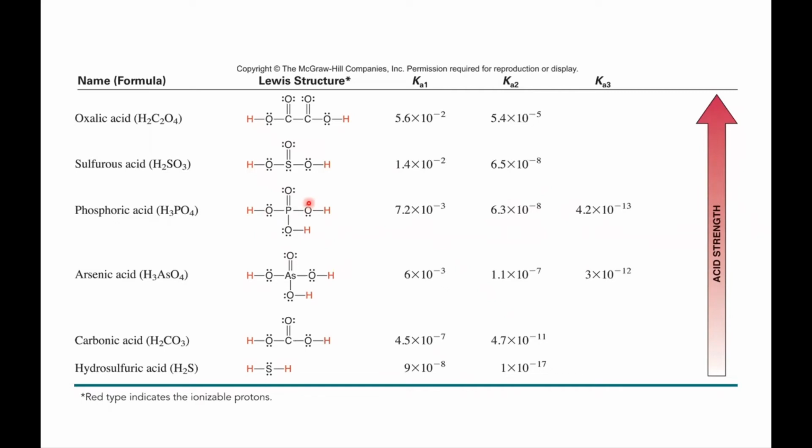We talked about oxo acids before. Many of them are strong acids. Some are not so strong. We have the different Ka values here, going from low to high, where these are stronger acids than these down at the bottom.